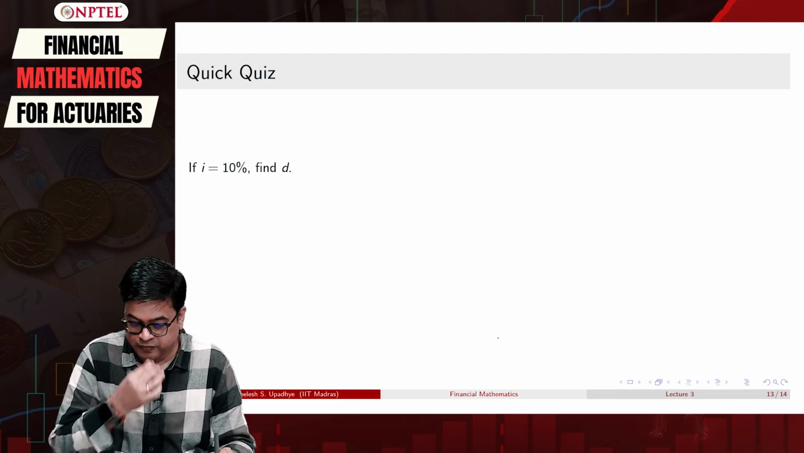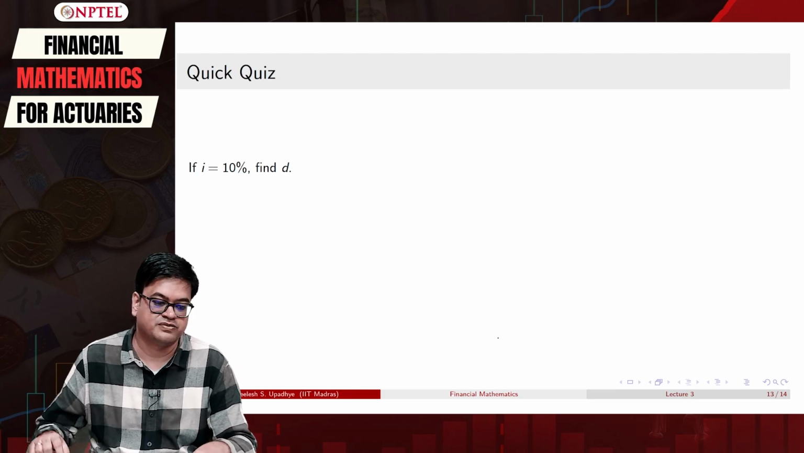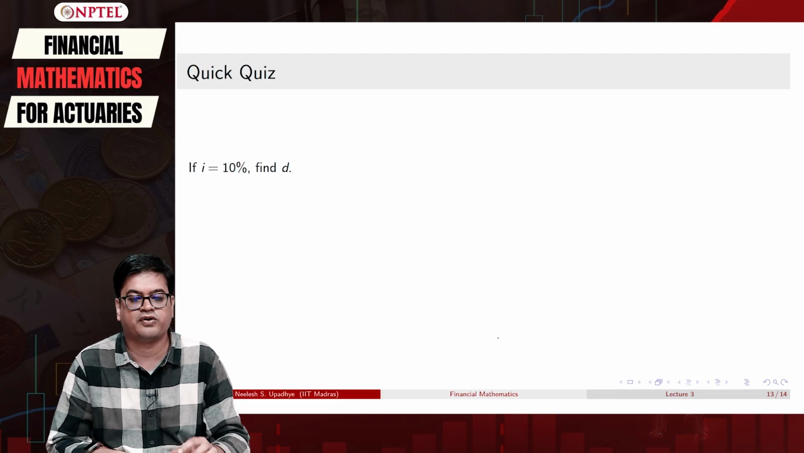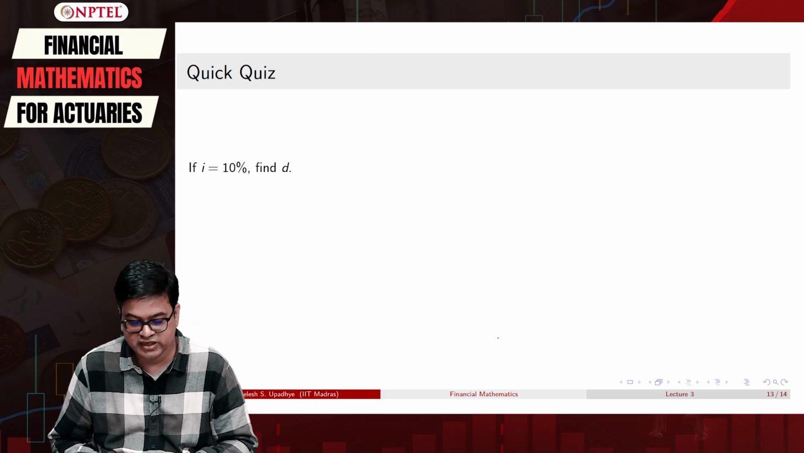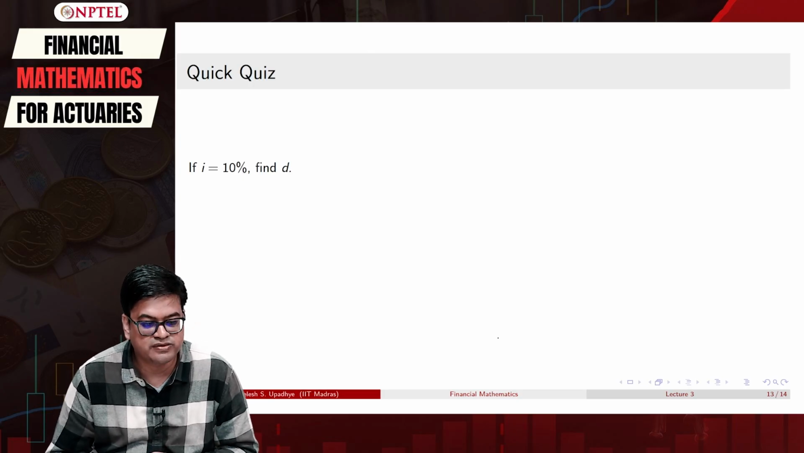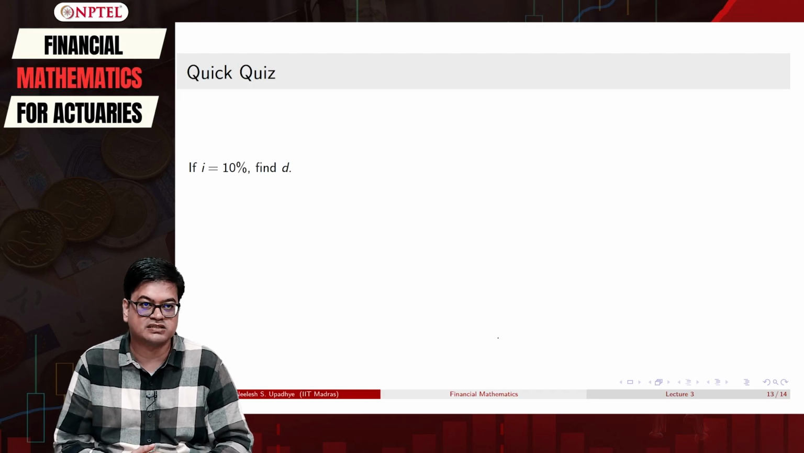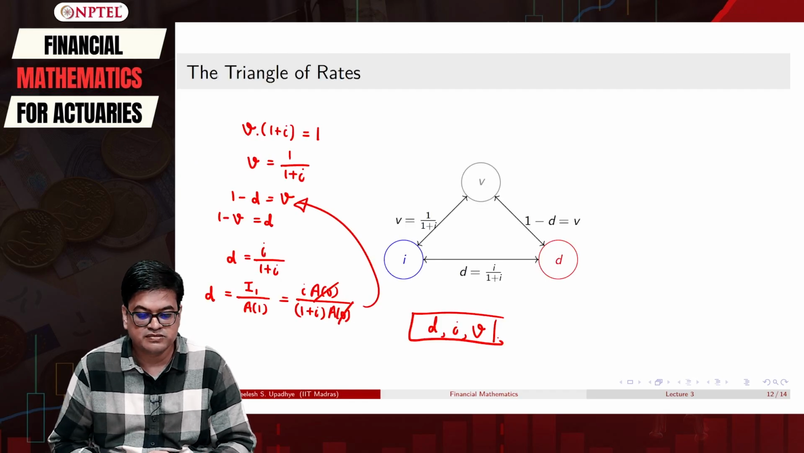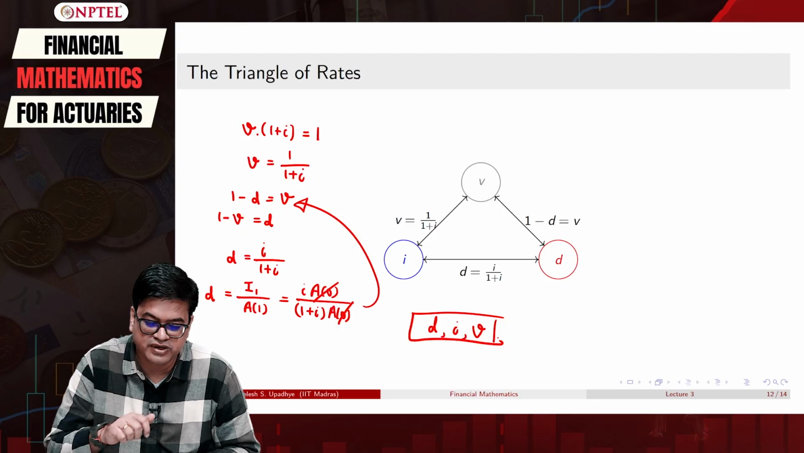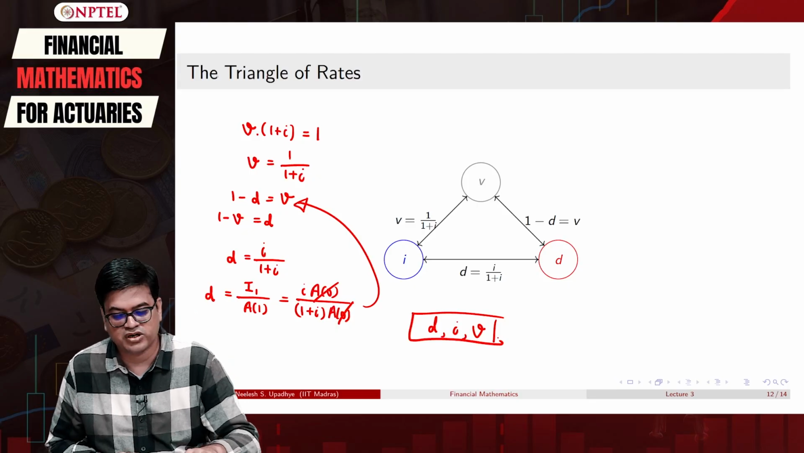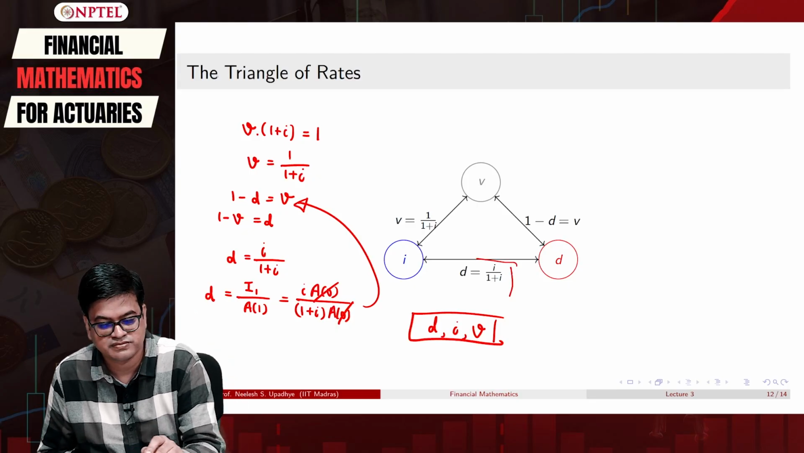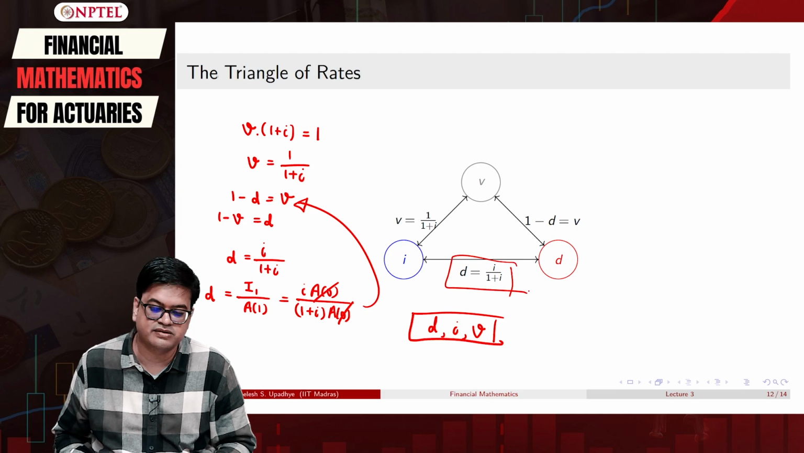So now one quick question which we can easily solve. If you want, you can pause the video and calculate these things. I is equal to 10%. Do you know how to find D? The answer is yes. You go to this triangle, I is given to you. Can you find D? The bottom line. Just calculate it, come back.